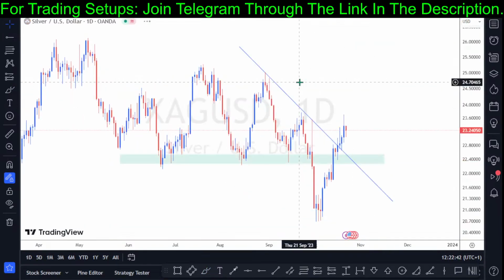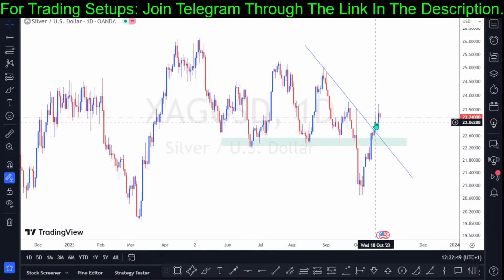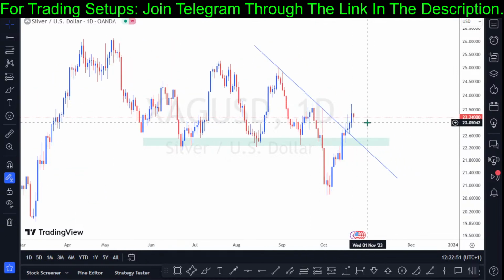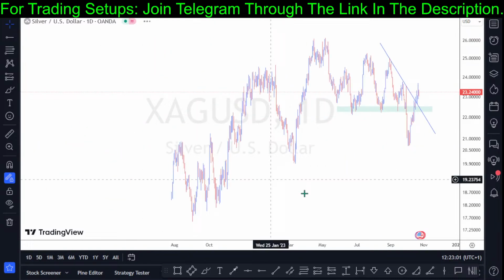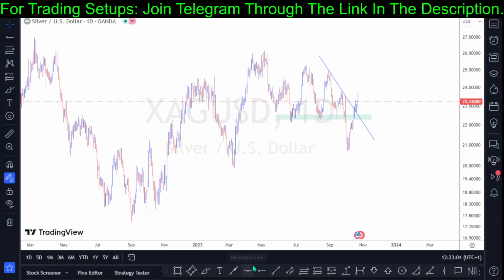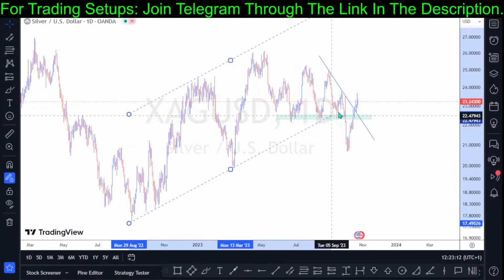Next we have the silver. Silver as well is an asset I have on my watch list. I'm currently monitoring to see how price is going to react on silver and what it has to offer us. Whatever I'm going to do on this asset, I'm going to share with you guys in my Telegram channel. If you're not yet in my Telegram channel, use the link in the description of this video to get access to the Telegram channel.